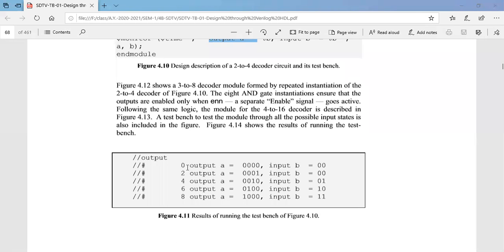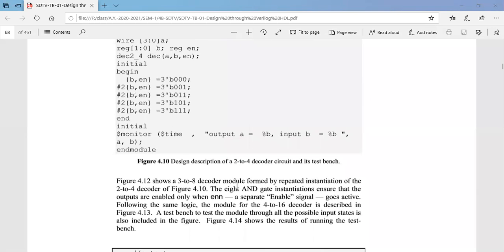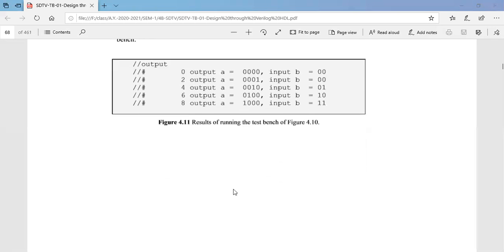You see what happens here. At the 0th point of time, all the values of A are off or 0. B is 0, 0 only. The N is for enabling the particular IC. We are converting 2 bits to 4 bits. It is a 2 to 4 decoder, right?